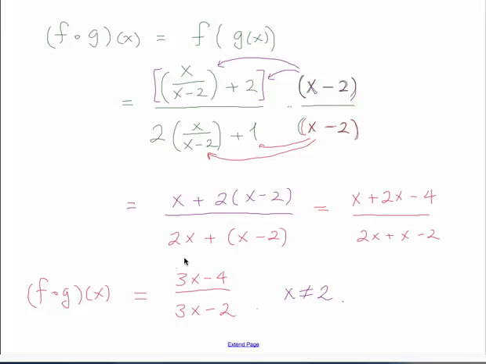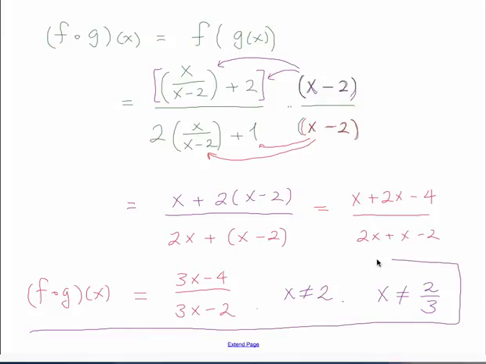And now let's look at the composite function. So this is a rational function, so again, you cannot have a denominator equal to 0, so x cannot be positive 2 over 3. Because when x is 2 over 3, then 2 over 3 times 3 is 2, 2 minus 2 is 0, then you can't have that. So there is f of g. Let's do the same thing for g of f.